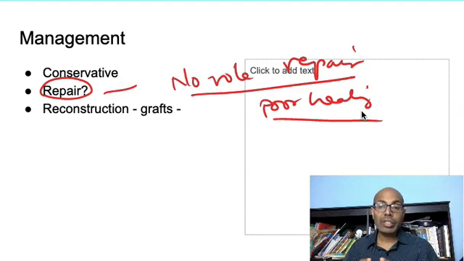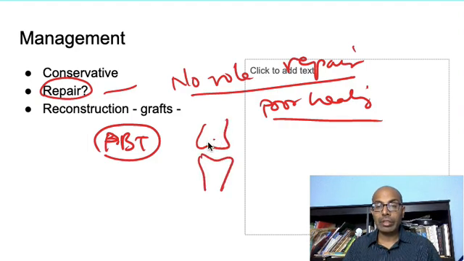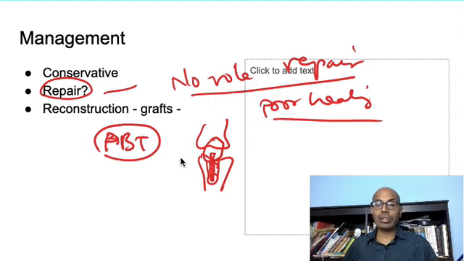So what is done usually? We reconstruct the ACL. Reconstruction is done a few weeks after injury to wait for the hemarthrosis and the inflammation to come down. Then you do the reconstruction. The reconstruction is basically done with the help of multiple grafts. The grafts commonly used include the patellar bone-tendon graft. If this is a knee, this is the femur, this is the tibia, then you have the patella here, this is the tibial tuberosity, and this is the patellar tendon. You take a piece of bone of the patella along with the tendon of the patella, and then a piece of bone of the tibial tuberosity, and this is used to reconstruct the anterior cruciate ligament.